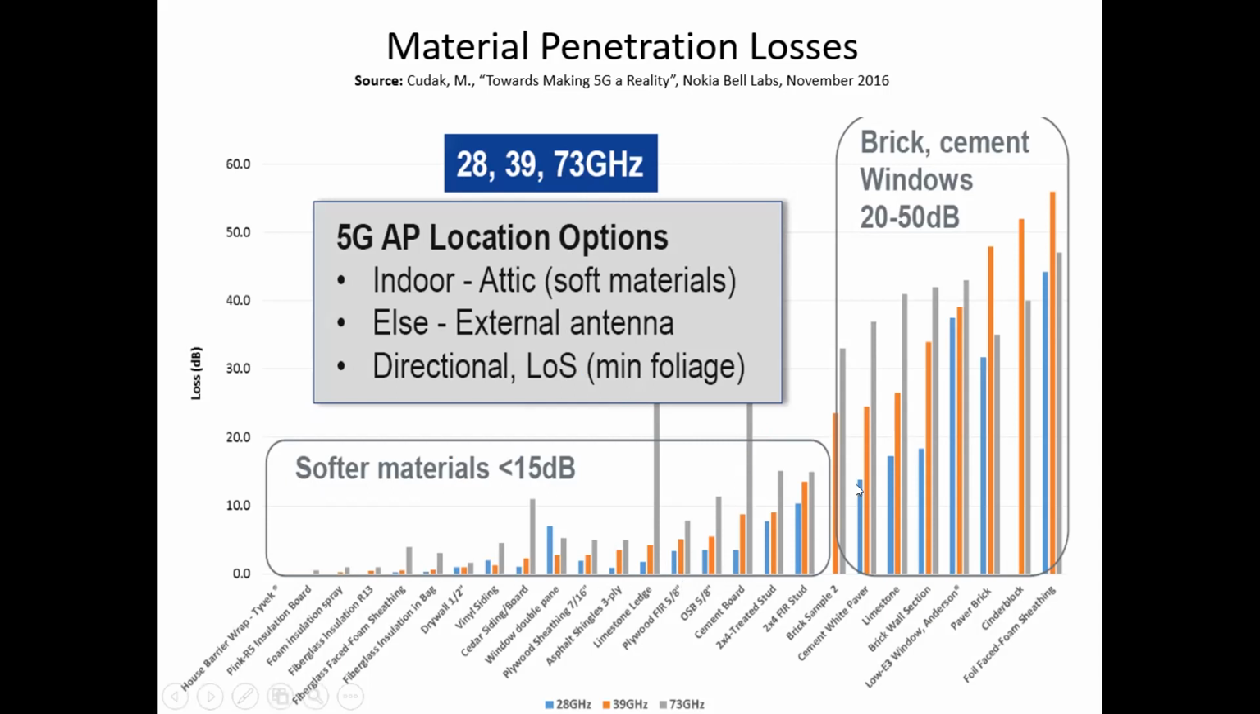Now you see that at these frequencies, the blue one represents the loss at 28, then the orange one at 39, and the gray one at 73 gigahertz. So for any material, usually you have the high loss at higher frequencies. Okay. Blue is short, then the orange has medium length, and the gray is the tallest. Okay. So this is the usual case, but there are some exceptions.